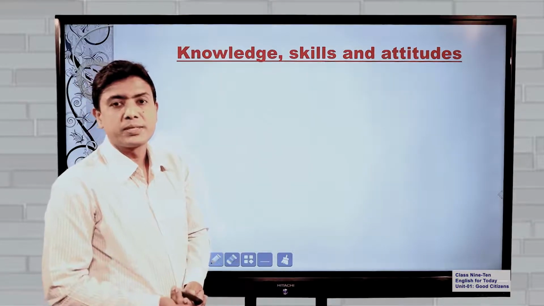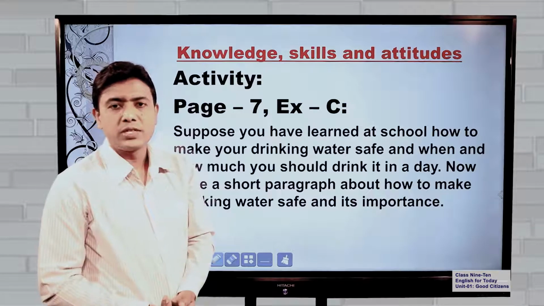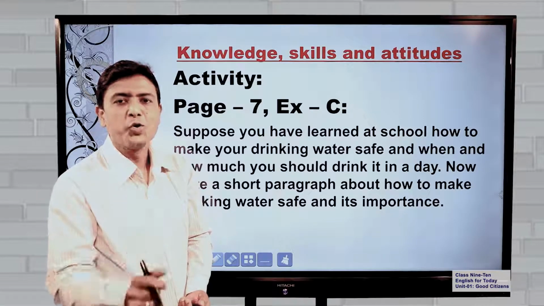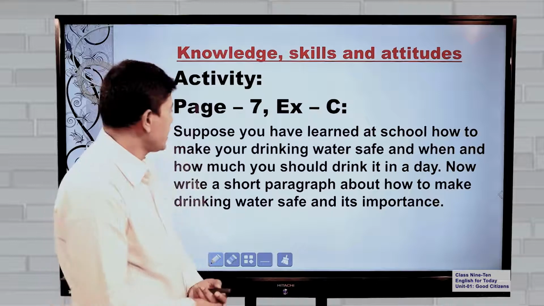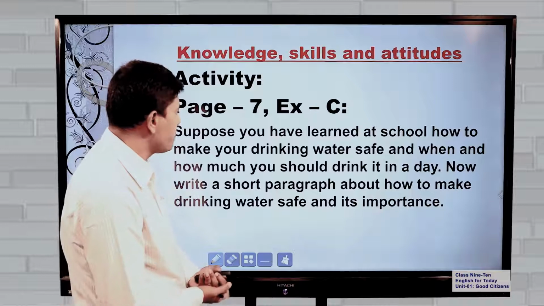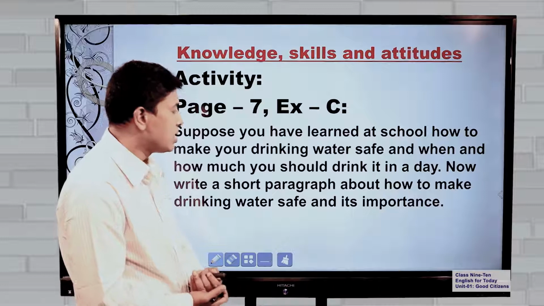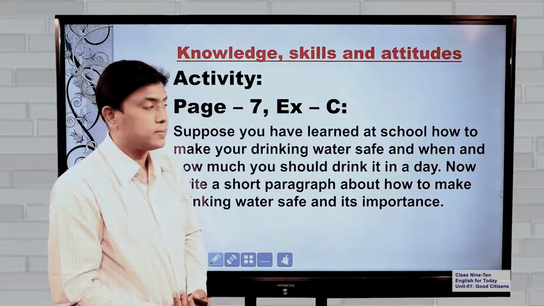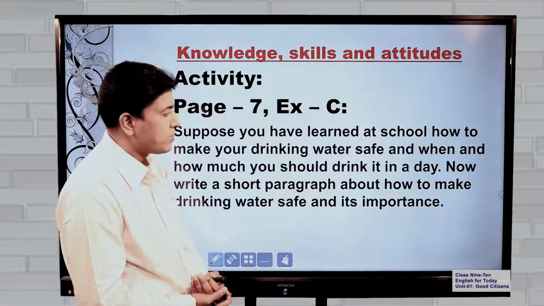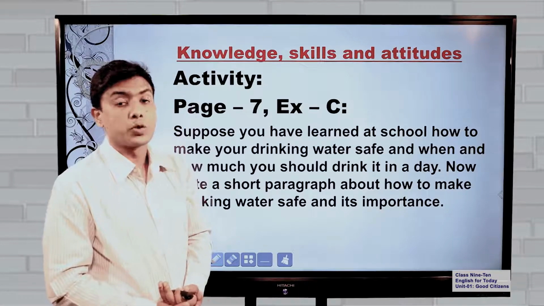Now, my dear students, let us participate in an activity. Now, this is an activity where I am going to help you to start, but it is you who has to finish it. Now, the activity is, suppose you have learned at school how to make your drinking water safe and when and how much you should drink it in a day. Very important topic. Now, write a short paragraph about how to make drinking water safe and its importance.